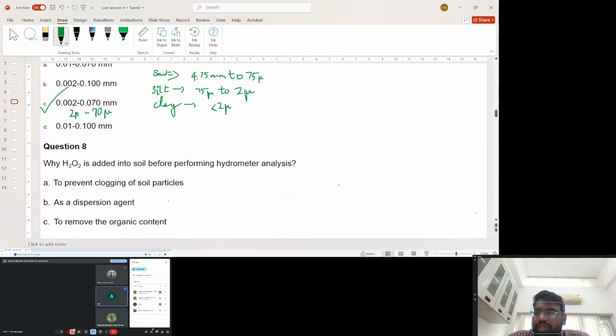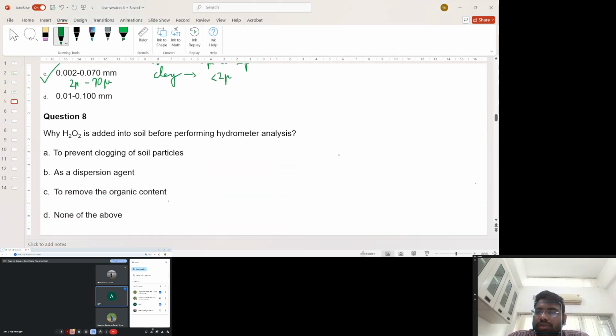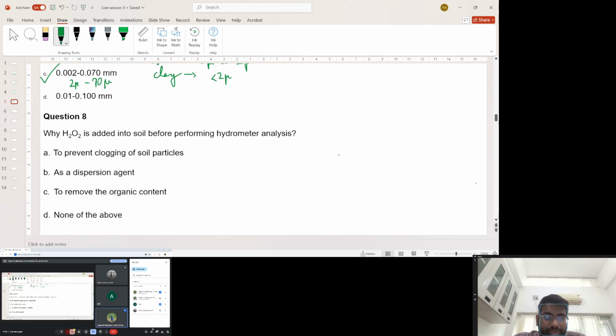Now moving to the next question. Why is H2O2, that is hydrogen peroxide, added to soil before performing hydrometer analysis? To prevent clogging of soil particles, as a dispersion agent, to remove the organic content, or none of the above?